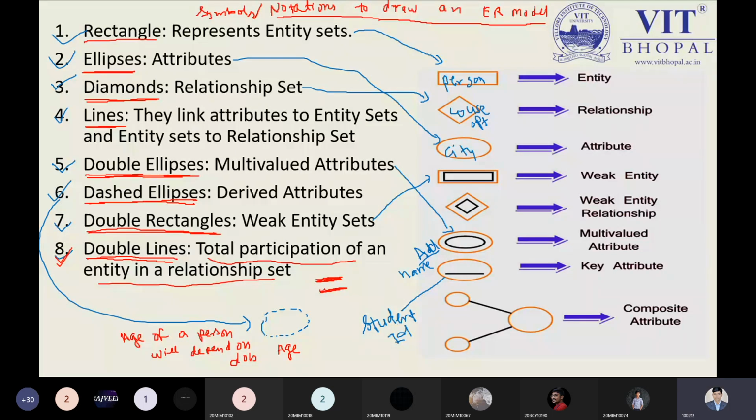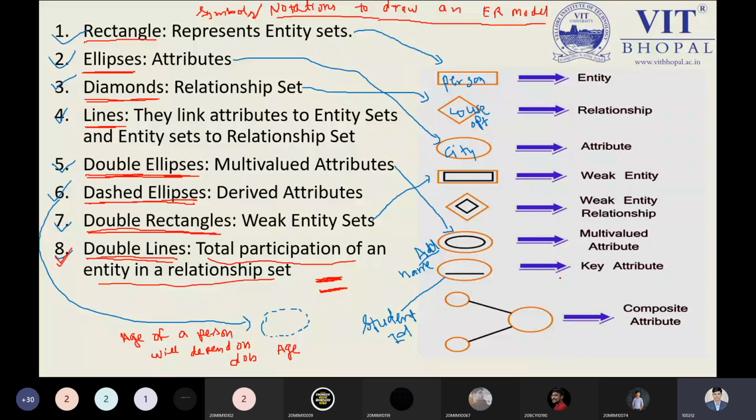Okay, so is it clear to all right now? Or anything you need to ask? Sir, it is not clear, sir. Please explain double lines again. Double line can be represented by another example on the next slide. Don't worry, we have an entire slide for it.